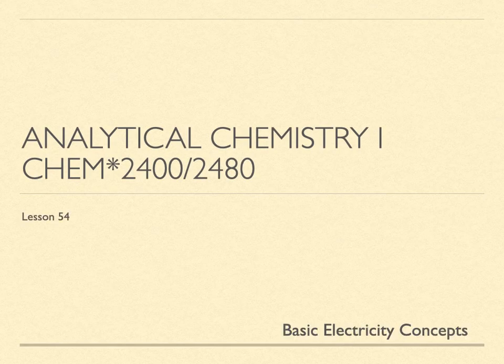Analytical Chemistry 1, Lesson 54. Now, the last major topic for our course is that of electrochemistry. We are particularly interested in how electrochemistry could be used for chemical analysis.